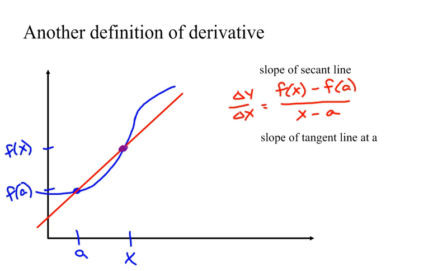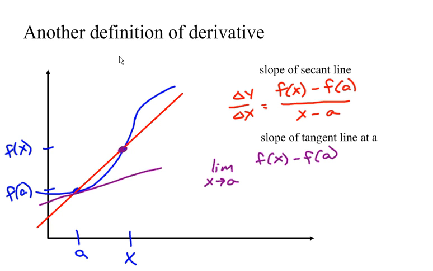Now to find the slope of our tangent line, which I'll draw in here, so our tangent line is going to look more like this line, we need to be moving this point, which is at x, closer and closer to a. So we're going to be taking the limit as x approaches a. So now our formula looks like this. The limit as x approaches a, and then the same formula up here, our y values are still f of x and f of a.